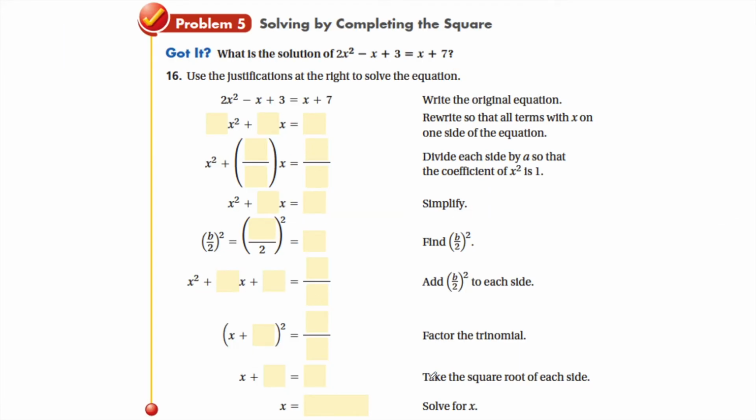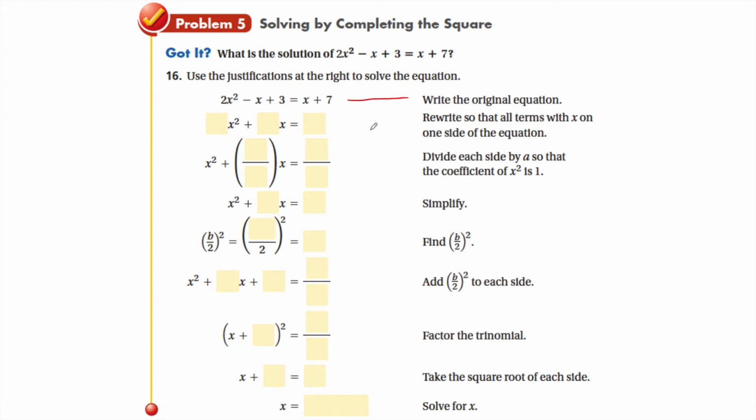Problem number 5. Solving by completing the square. Well, now that we know how to complete the square, how do we actually go about solving a legitimate question using that method? So what is the solution of 2x squared minus x plus 3 equals x plus 7? Use the justifications at the right to solve the equation. Well, let's take it step by step. We wrote the original. That's perfect.